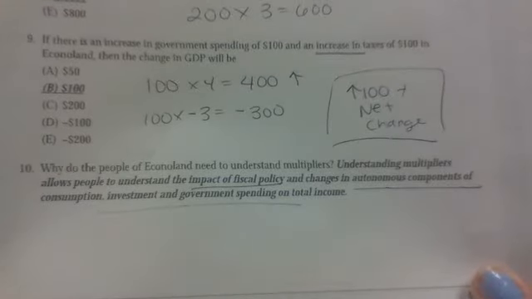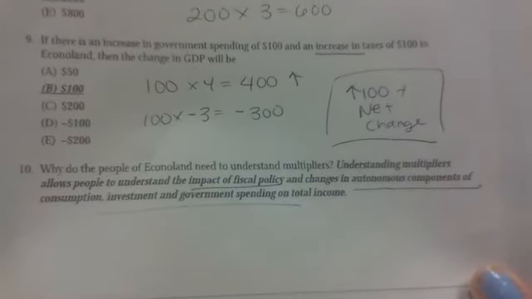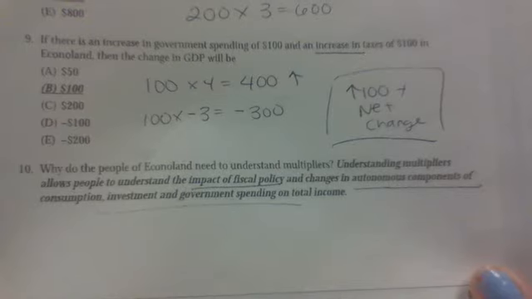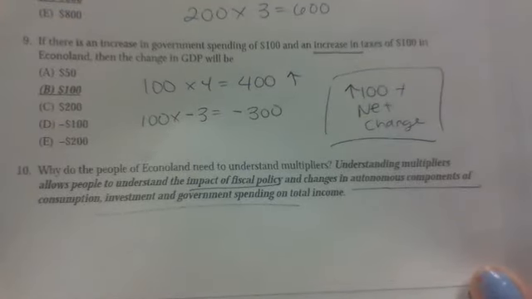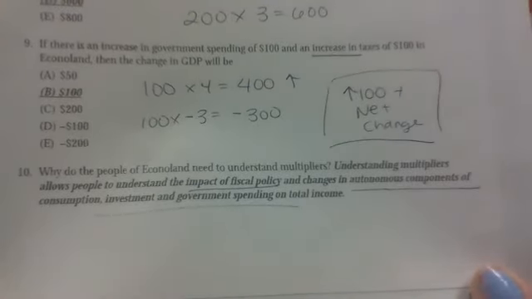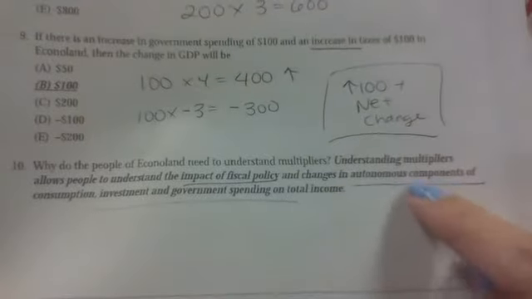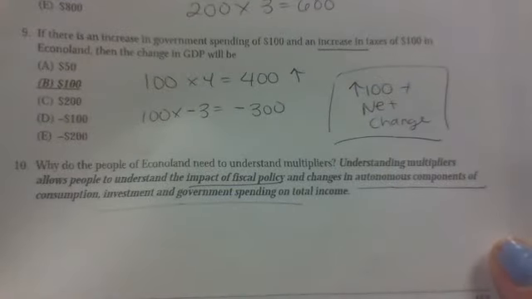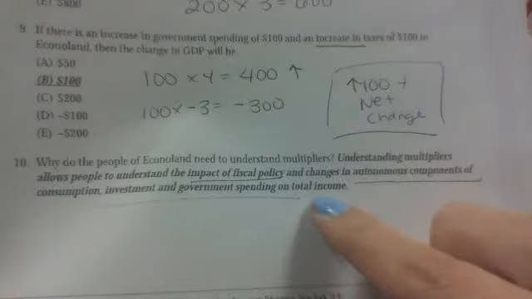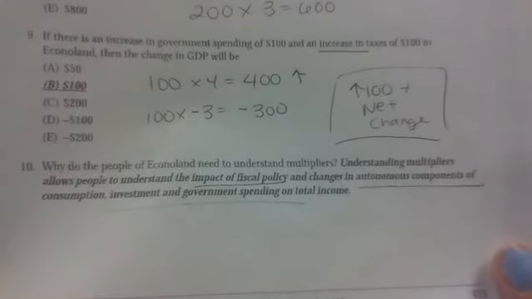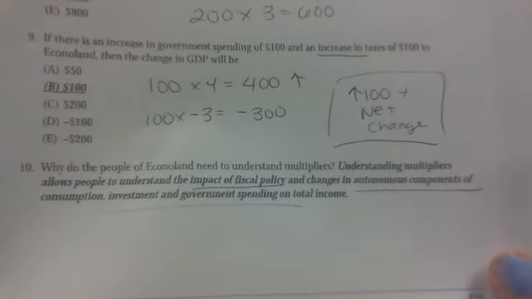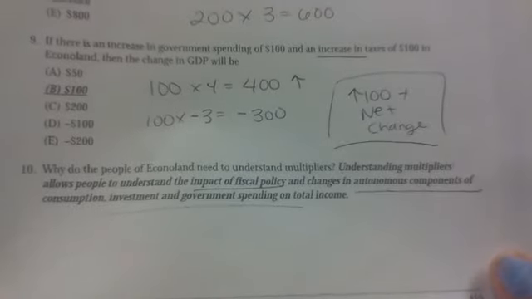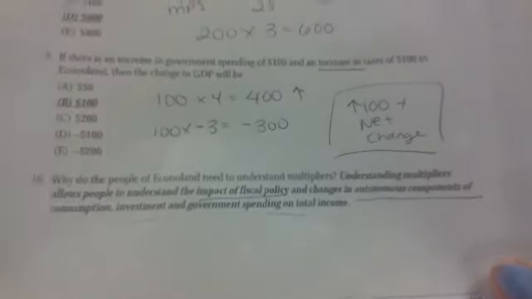So if you just said something about how government spending affects GDP, or how people's taxes and changing those affects GDP, that's fine, because that's what this is: autonomous components of consumption, investment, and government spending on total income, which is another way to say GDP. So basically, one more way to say GDP is total income.